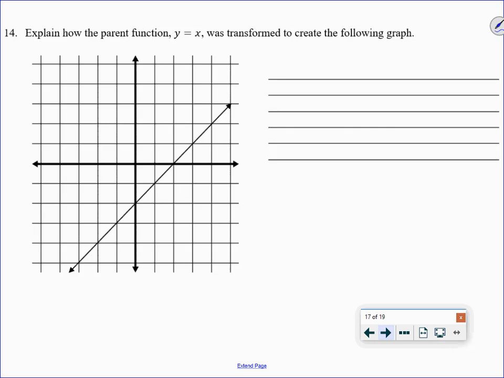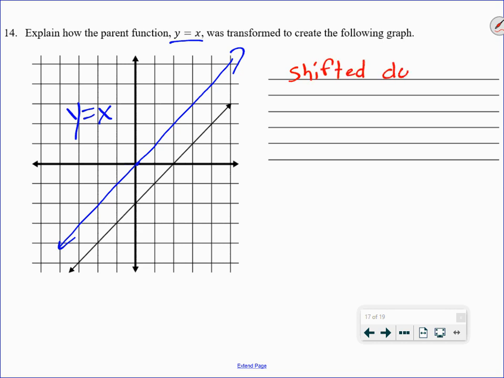All right, so for this one, if the parent function is y equals x, let me see if I can get my y equals x graph there. So this blue line is y equals x. How was the graph they gave us transformed? Well, it was shifted down 2. And I don't know if they asked for this, but we would say the new equation is y equals x minus 2.